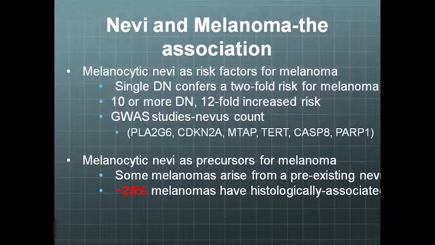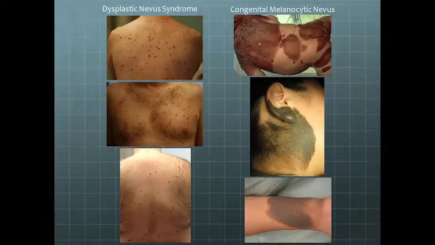So these are nice, well-done histopathology studies showing 25% of melanomas with histologically associated nevi. This is a big number. It means 1 out of every 4 melanomas that we're seeing should be arising from a nevus. Now, I'll go into this a little bit more in depth. So I'm sure you would all agree with me.